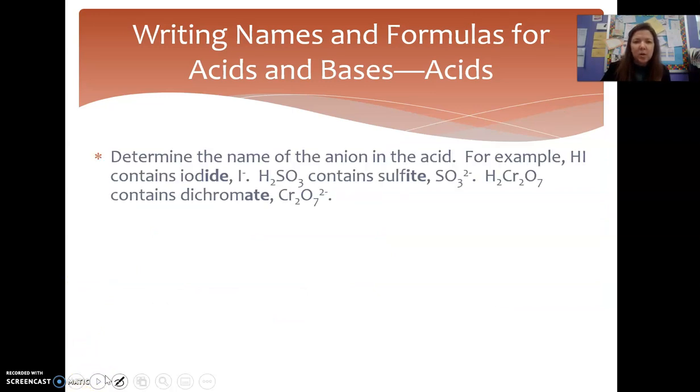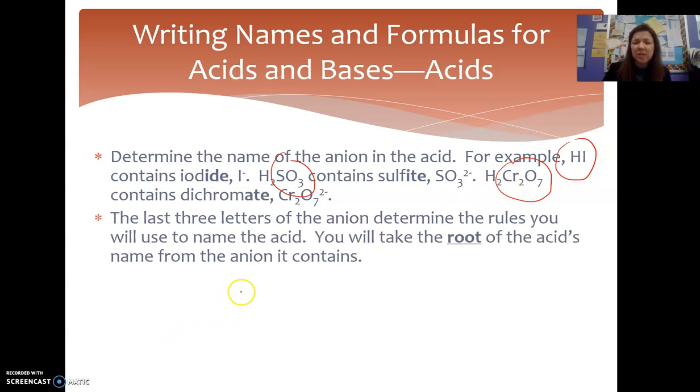Okay, so how do we name it? First of all, determine the name of the anion, or what comes after the H. For example, we have HI, okay? So iodine is after the H, and we would say iodide, okay? H2SO3, I'm going to look at the back of your periodic table to your polyatomics, and you can see that SO3 is sulfite, okay? And et cetera, et cetera. Cr2O7 over here is chromate, okay, or dichromate.